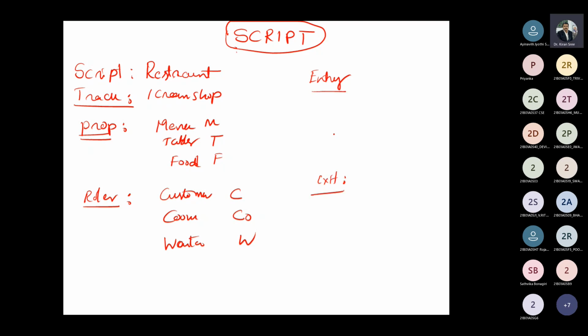So the entry and exit conditions are also optional. What is very important in writing a script is what is compulsory: you need to have a script name, you need to have properties, you need to have roles. After that, the track and entry and exit conditions, you can write or you need not write. Entry means I'm hungry, I came to the restaurant.